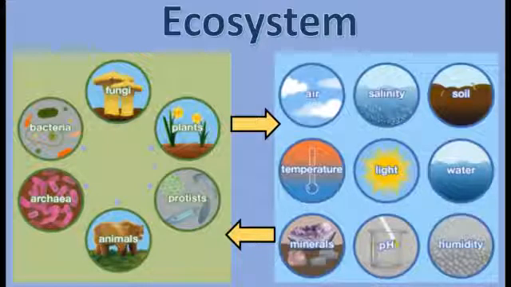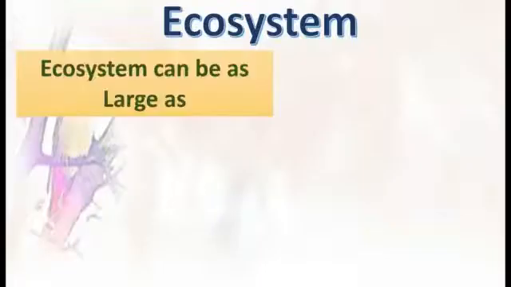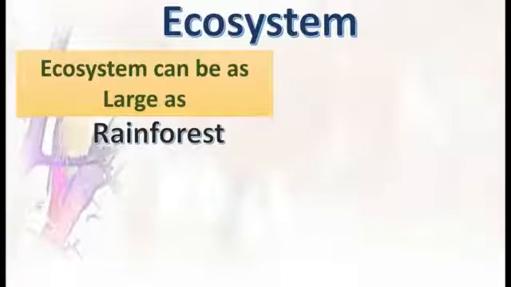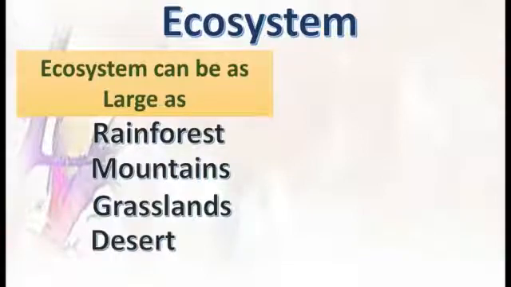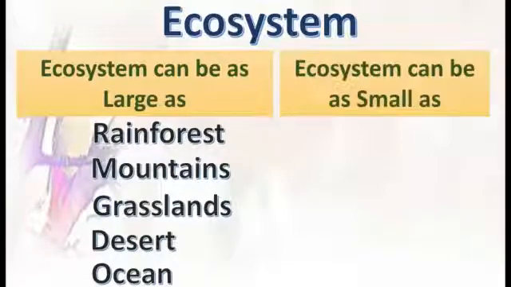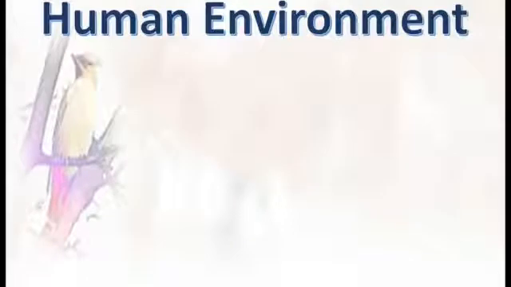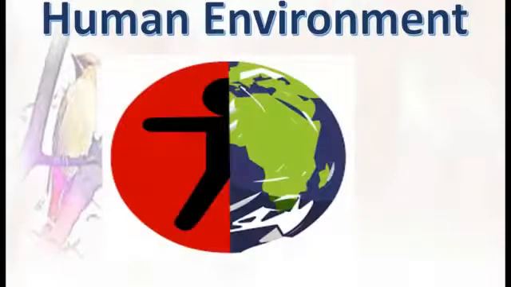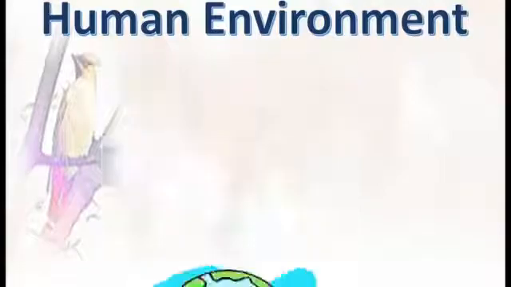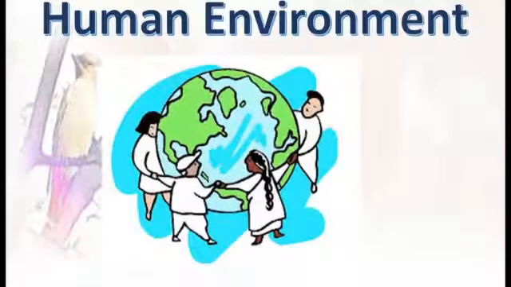Ecosystem can be as huge as a large rainforest, mountain, grassland, desert, ocean, and can be as small as a lake or a pond. The next is human environment. Human beings interact with environment and modify it for their adaptation and need. This modified environment is called human environment.